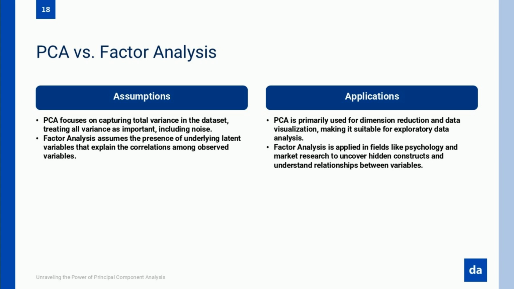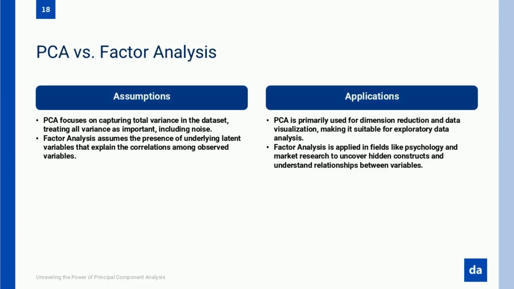Conceptually, PCA is primarily a data reduction technique, transforming your original variables into new uncorrelated components. Factor analysis, however, operates as a latent variable model, assuming that unobservable factors are actually causing the patterns we see in our observable data. In essence, PCA describes your data, while factor analysis attempts to explain it.